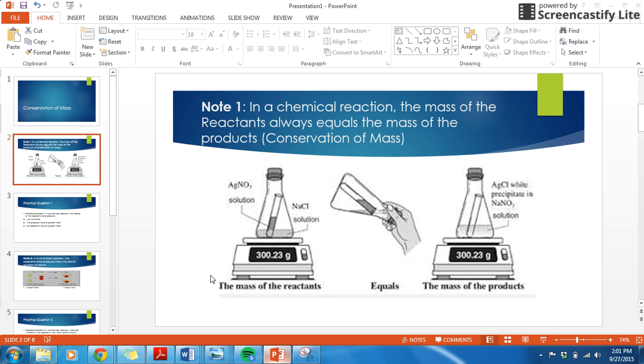I know that the mass of my reactants, the things before my reaction, is 300.23 grams, and after my reaction, the mass of my products is also 300.23 grams. So the mass of my reactants and the mass of my products always stays the same.